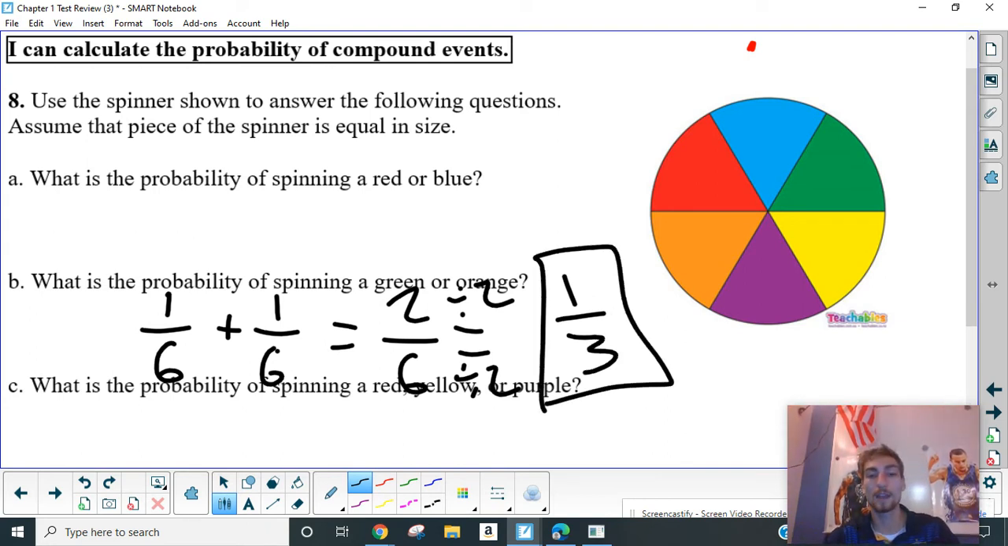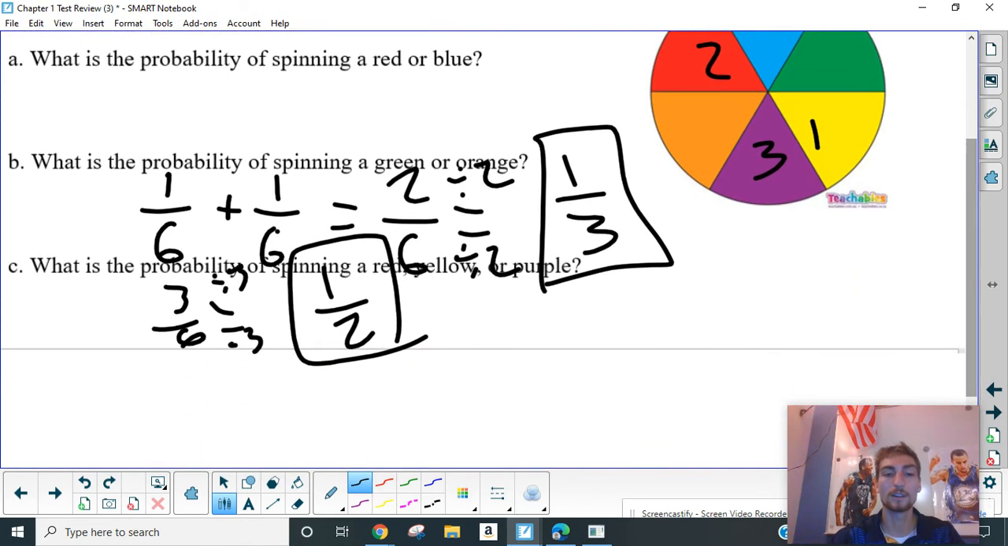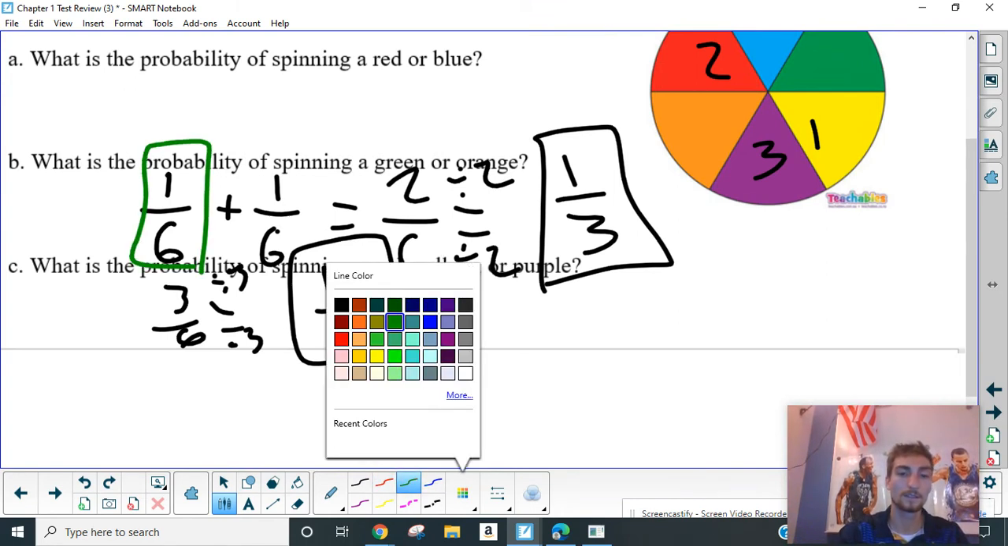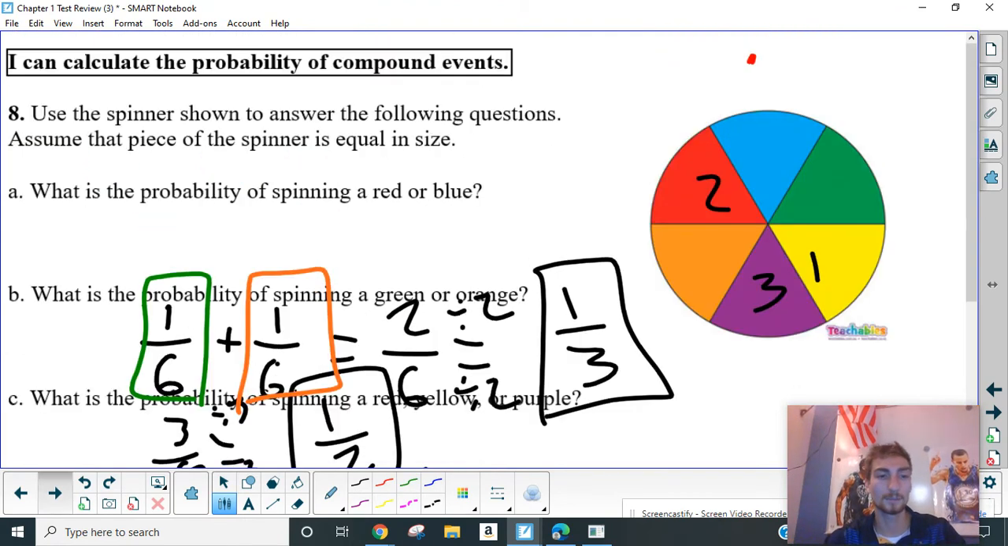What is the probability of spinning red, yellow, or purple? So now we're looking at 1, 2, 3 out of the total of 6. 3 over 6. Can we divide them both by a number? Yes, we can. Divide them both by 3. And now we have 1 over 2. And if you wanted, you could even color coordinate. You could say green and orange. All right, helps me, helps you. Sometimes it's just fun to use colors.